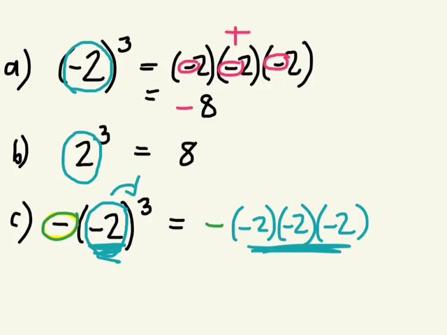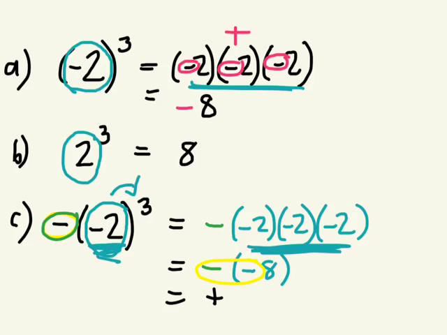So let's solve this part first. We did it over here. What is negative 2 times negative 2 times negative 2? Negative 8, right? But what did we have to include that was in front of the bracket, outside of the power? A negative, right? Does everyone agree it's negative, negative 8? Well, what happens when you put two negatives together? It becomes positive. So this answer is actually positive 8.